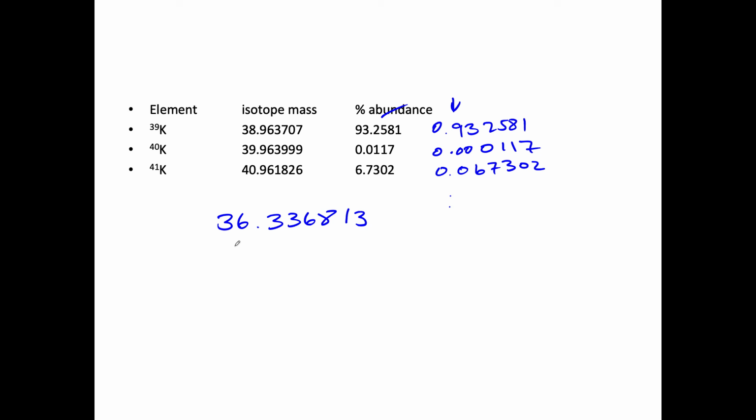Then 39.963999 times 0.000117. That's going to be 0.004676. And you've got to do each one, guys. Then 40.961826 times 0.067302, and we got 2.756813. And this is going to be a point of carrying out to the sixth decimal place, because in the next chapter we're going to show you how to figure out mass defects, and we need this because this is how accurate we can measure, and this is how much energy we're going to convert using E equals mc squared. Einstein actually has something good there.